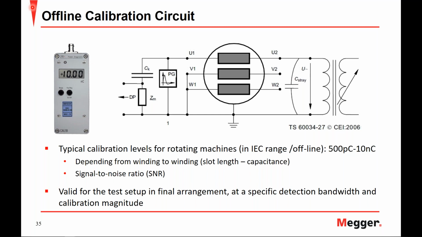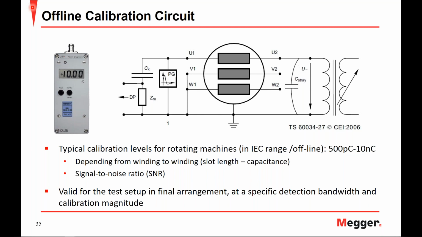Typical calibration values for rotating machines are in the range of 500 picocoulomb to 10 nanocoulomb, and this depends on the slot length and capacitance and changes from winding to winding. Also, the signal to noise ratio, based on the environment in which you're testing, plays a role in the calibration magnitude as well.